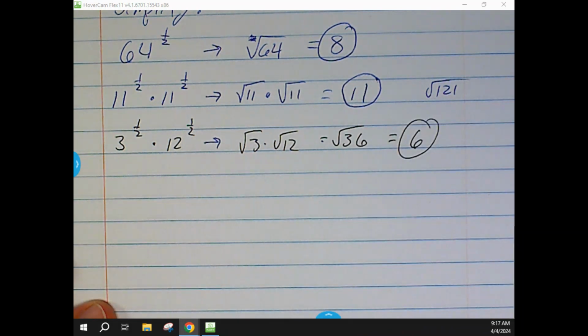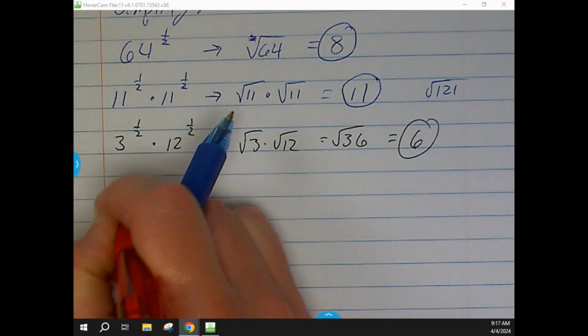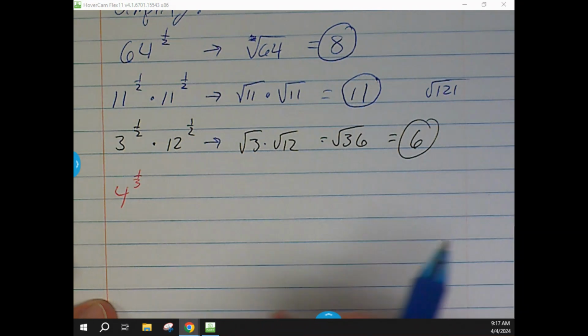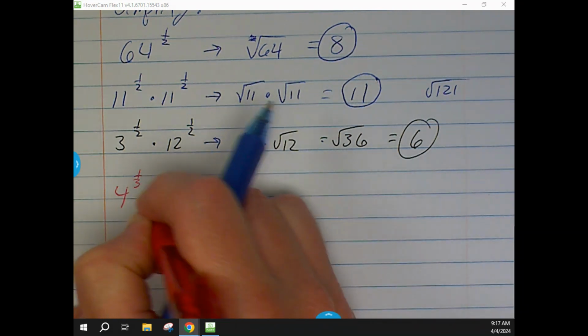Okay, now, all these have come out nice and neat and perfect. Let's give you some where it's not going to be nice and neat and perfect, because not everything is going to come out exactly wonderfully every single time when we do these. Let's do 4 to the 1/3 times another 4 to the 1/3.